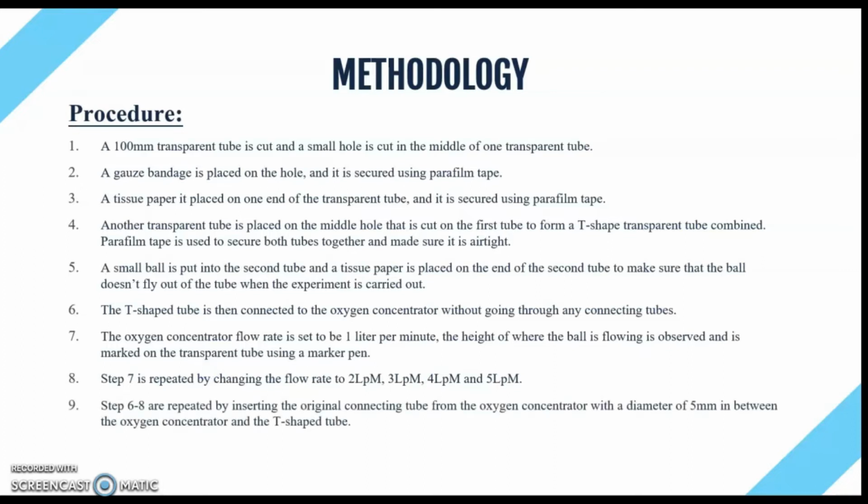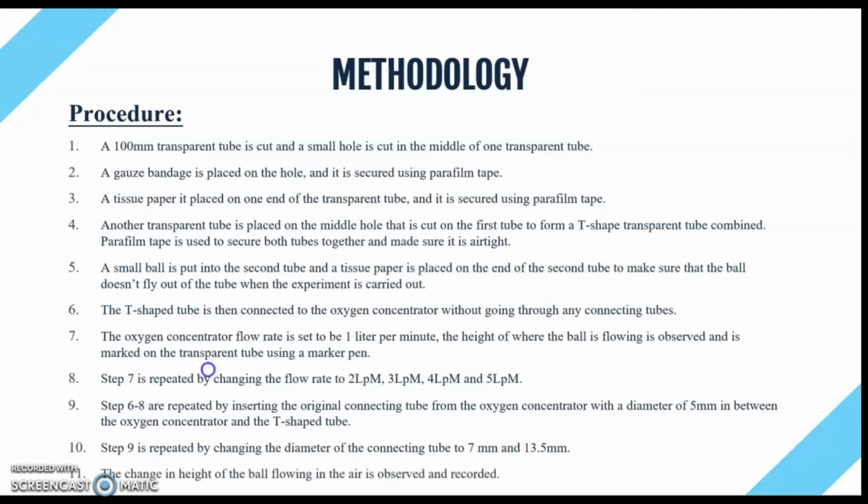Steps 6 to 8 are repeated by inserting the original connecting tube from the oxygen concentrator with a diameter of 5 mm in between the oxygen concentrator and the T-shaped tube. Step 9 is repeated by changing the diameter of the connecting tube to 7 mm and 13.5 mm.